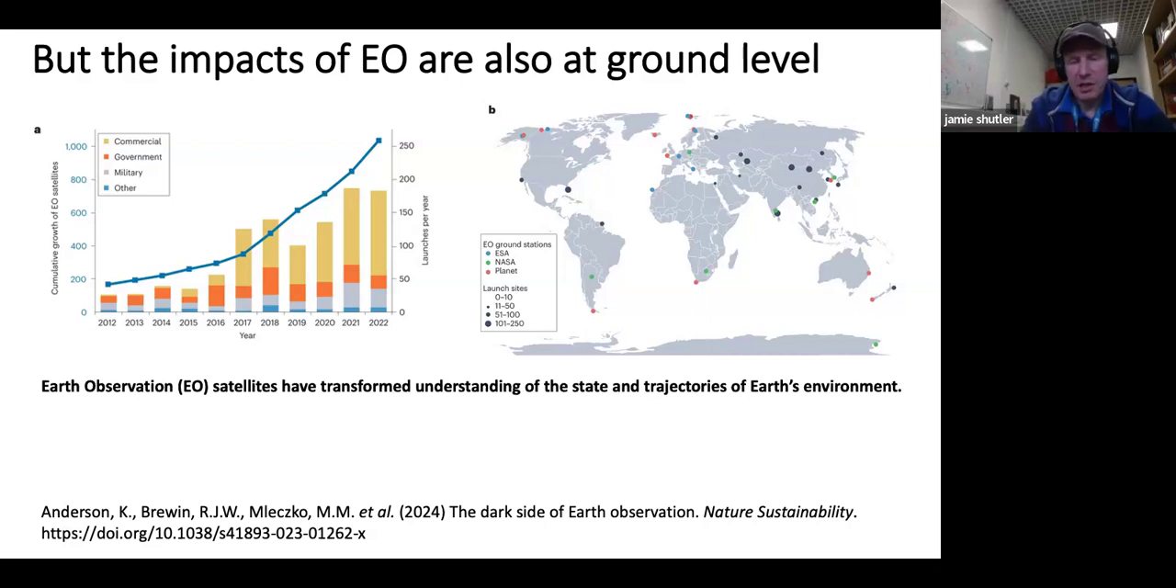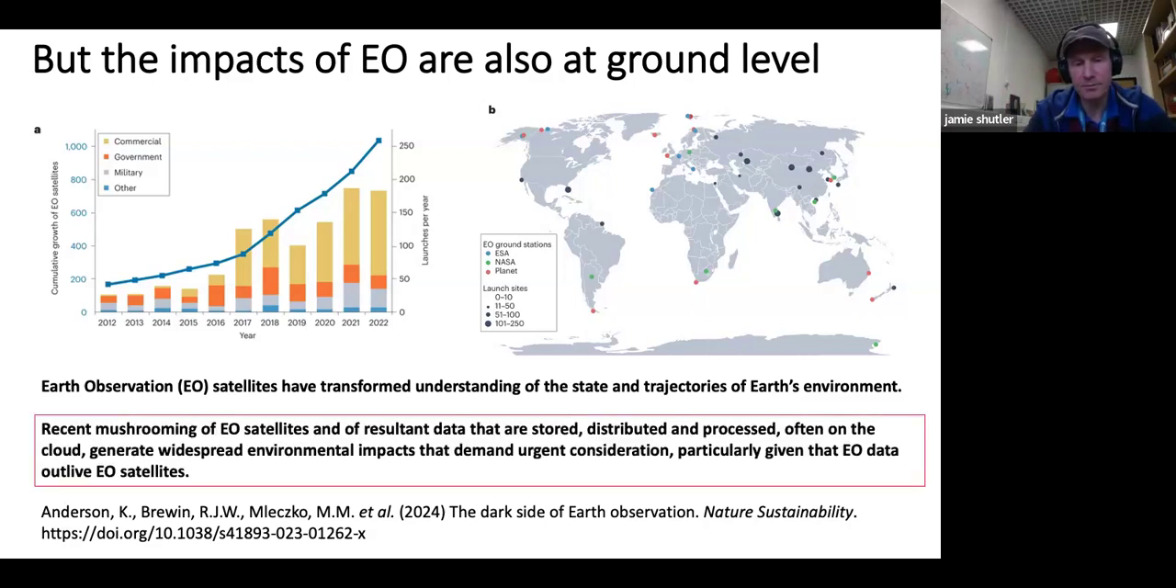And so this particular piece, which was published early this year, last month, identifies that Earth observation clearly is really important for transforming our understanding of the state and trajectories of Earth's environment, and so clearly very beneficial and worthwhile. But the current mushrooming of Earth observation satellites in particular, and the resultant data that are being stored, both new data but also the archiving of existing data, is hitting a point now where we have to really consider its impact on the environment as well.